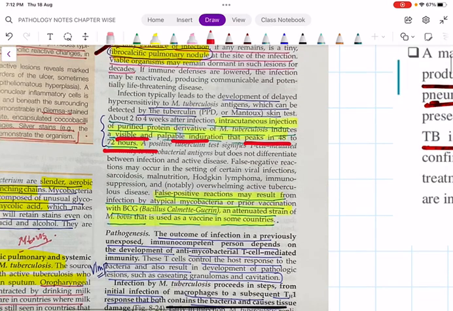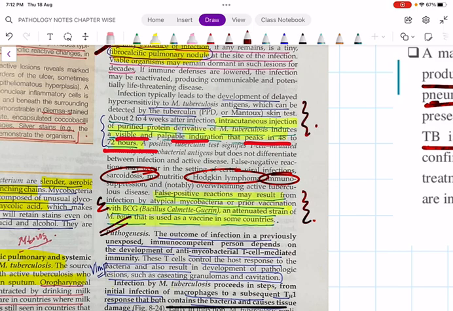And we have some false negative reactions, which occur in cases of Hodgkin's lymphoma, sarcoidosis, and immunosuppression. A false positive reaction may result when the patient has already received BCG, Bacillus Calmette-Guérin. We all have BCG vaccination, am I right? In the left upper arm, we can see a BCG scar. This is because of the BCG vaccination, and this may give a false positive reaction. Please just remember this important point.